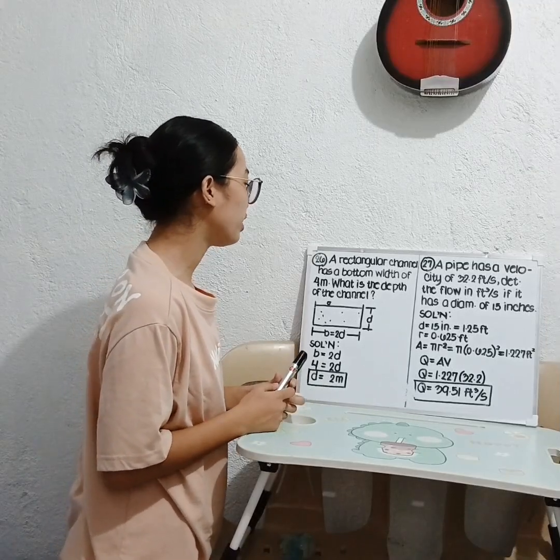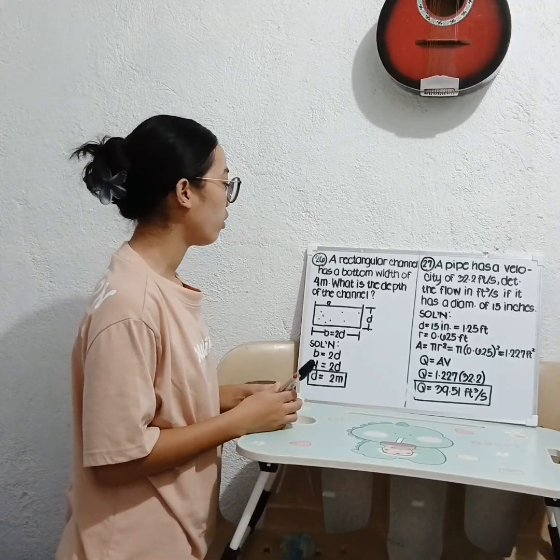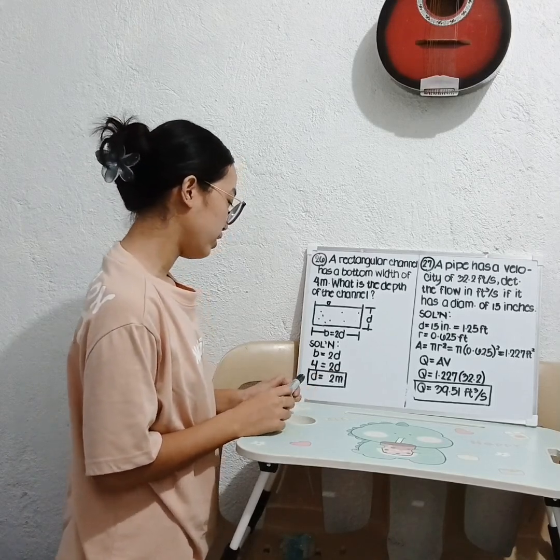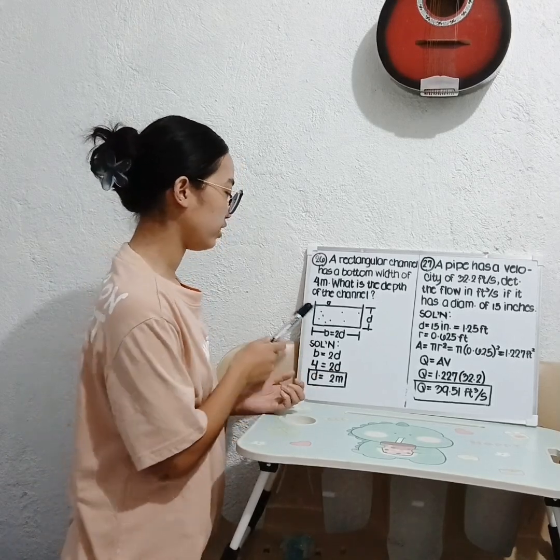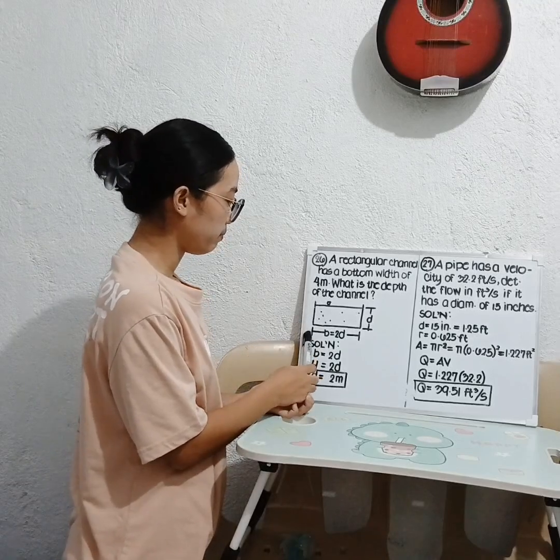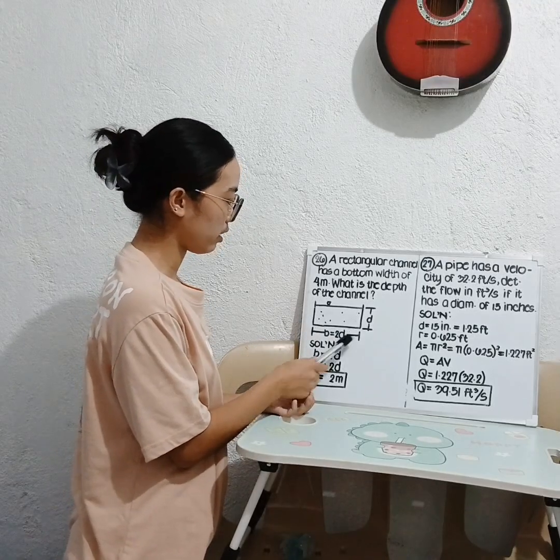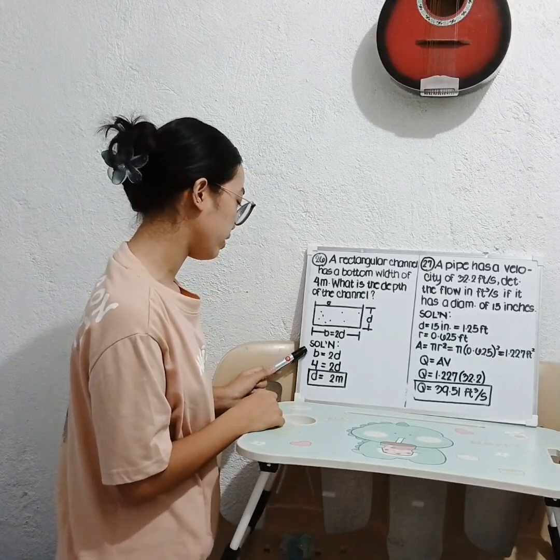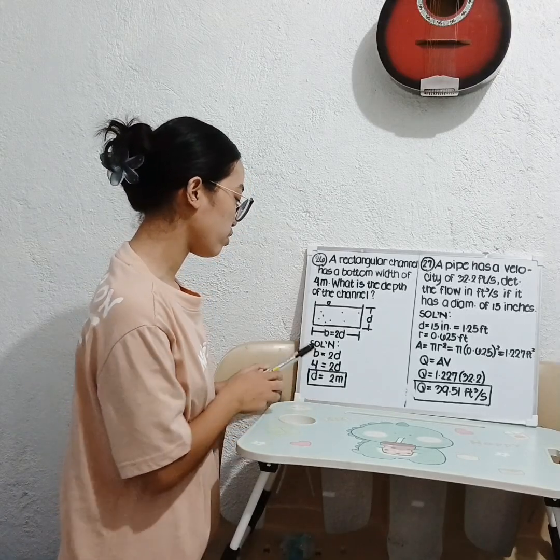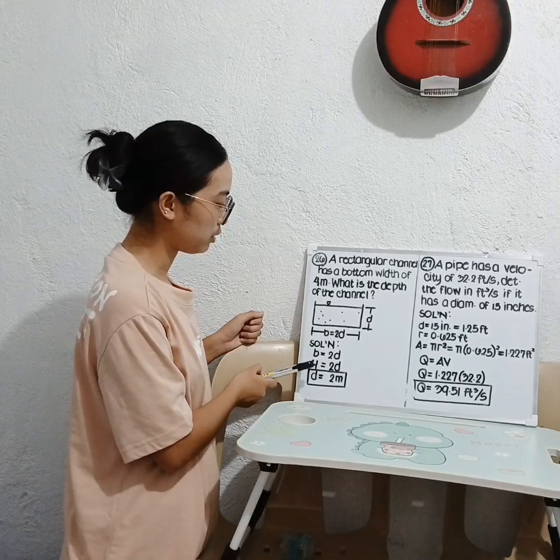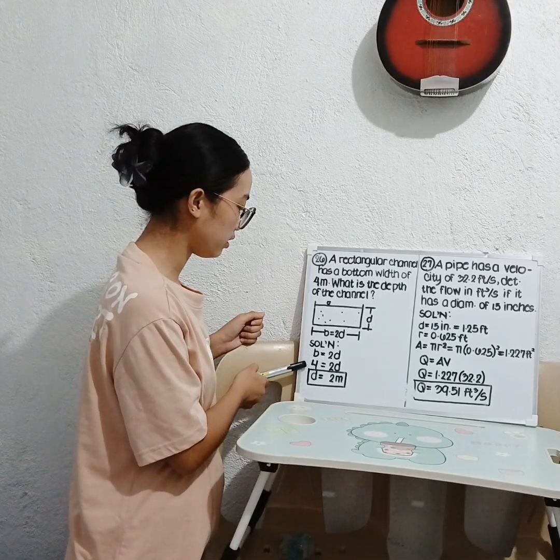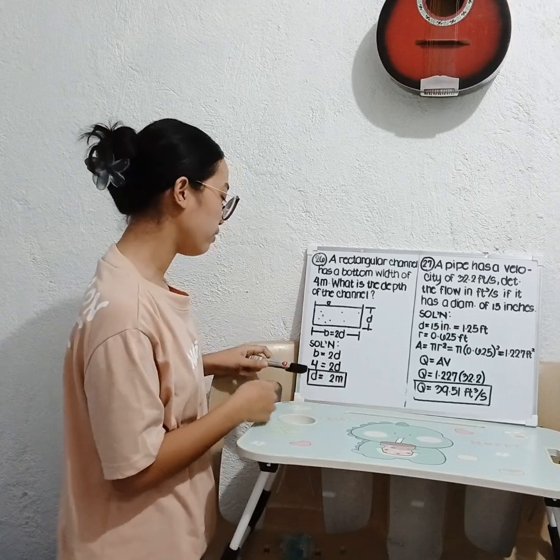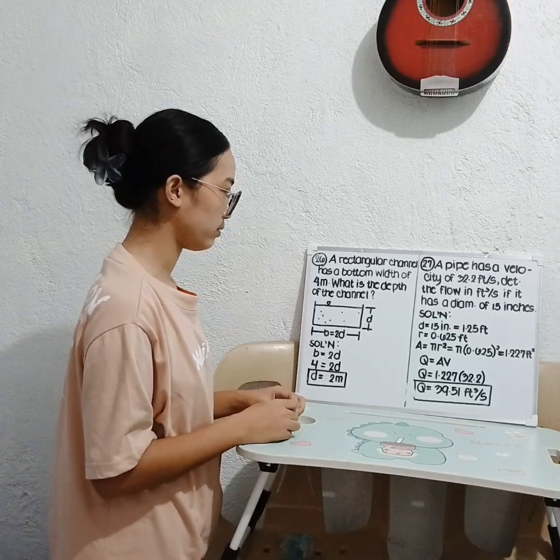Next is a rectangular channel has a bottom width of 4 meters. What is the depth of the channel? So we have here the illustration where B is equal to 2D, and this is our depth. So first we have B is equal to 2D. We use this formula, then substitute the 4 meters, then equals to 2D. We have the depth of 2 meters.